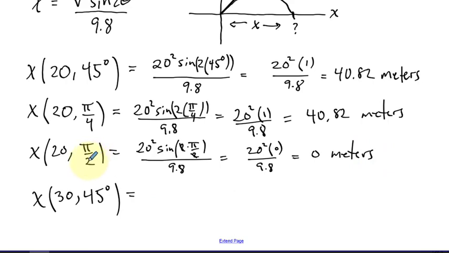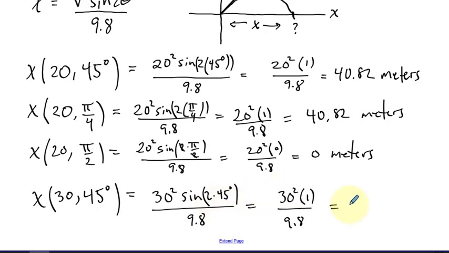And that's because at pi over 2 you're looking at a launch angle of 90 degrees, straight up in the air. So it would go straight up in the air, come straight back down, and have no range at all. It didn't go any horizontal range, right? So 0 is the horizontal range, that's the value of x. One other calculation, let's plug in 30 for the speed and 45 for the launch angle. So that's the sine of 90, and that's 1. So that's 900 over 9.8, about 91.8. So we would expect the range to be 91.8 meters.